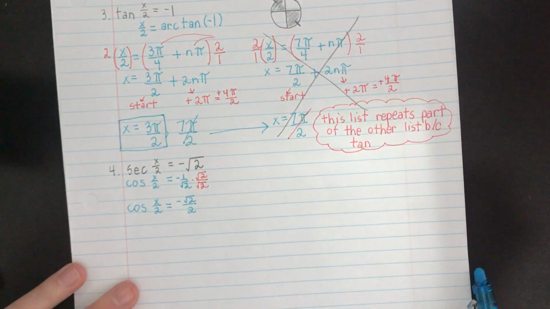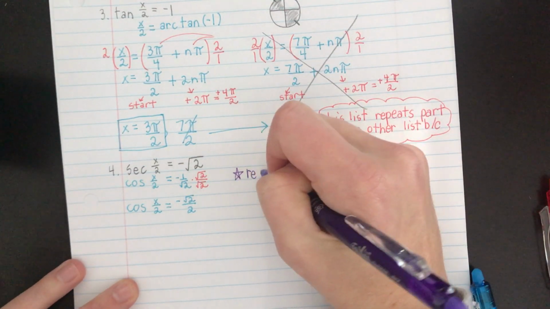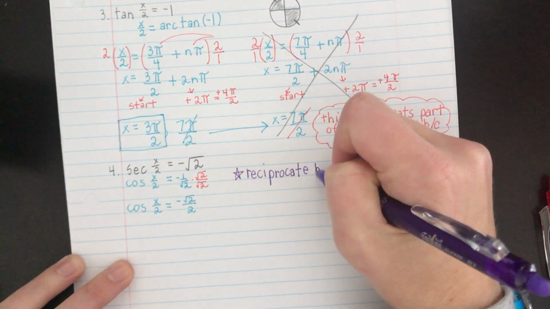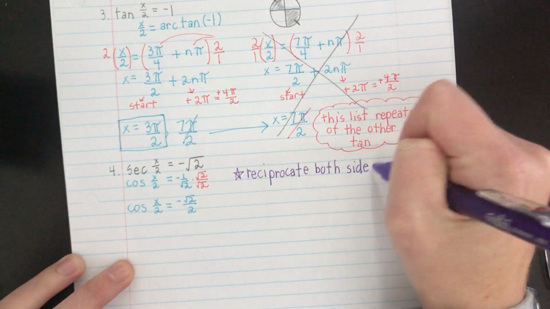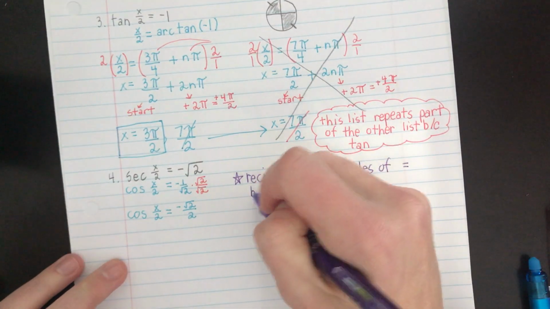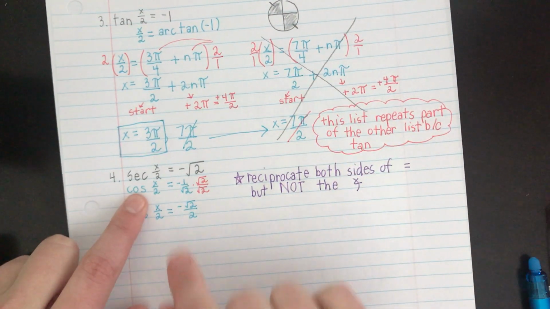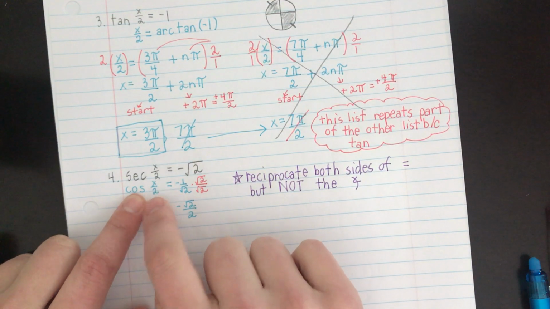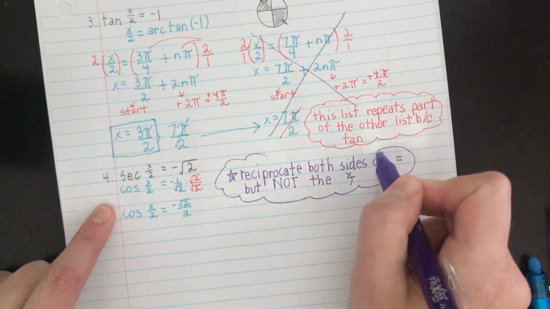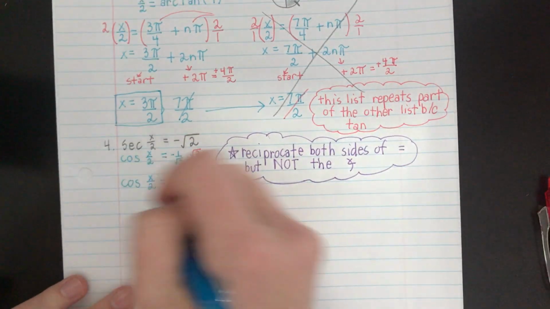I want to pause, take a minute to write a note to you, because some of you might have noticed this, others of you didn't. Reciprocate both sides of the equal sign, right? So we reciprocated both sides of the equal sign, but notice the angle didn't change. So we reciprocated this, but that angle didn't change. Okay, the angle stayed the same. So I just want you to be aware of that. If you didn't think about it, that's good, I guess. But if you did, now you know. Okay, so there's that.